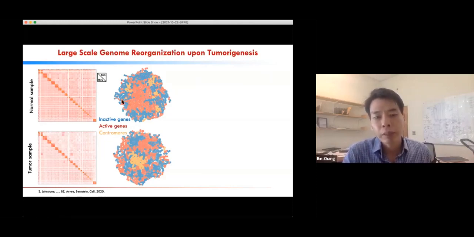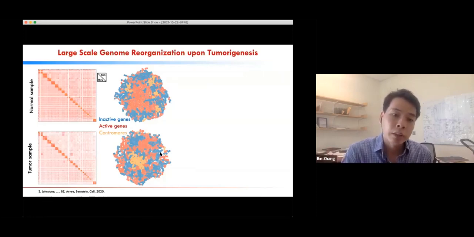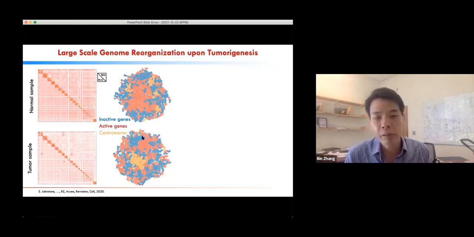But I hope you can appreciate this larger scale change from our simulations. In particular, unlike what you see in normal cells, in tumor, the heterochromatin actually now moves away from the envelope and now aggregates in the nuclear interior. So we were very excited about this prediction, and we thought we wrote the manuscript.